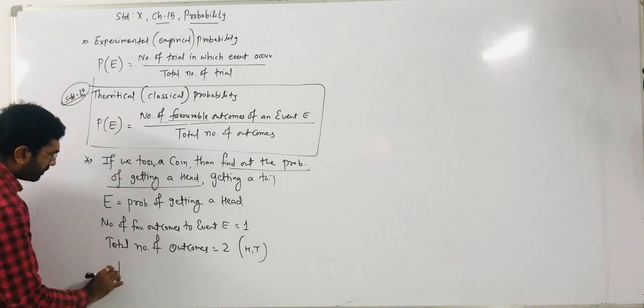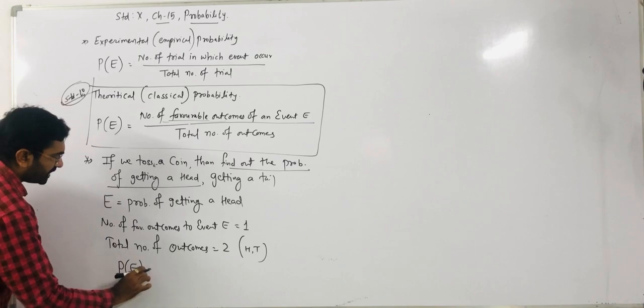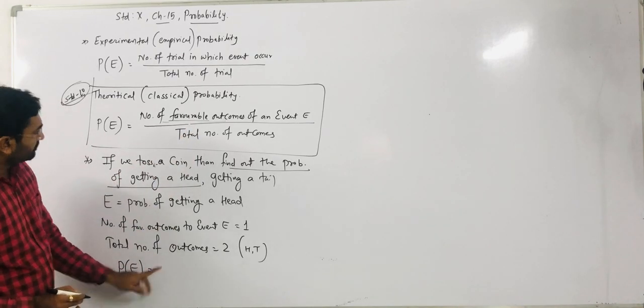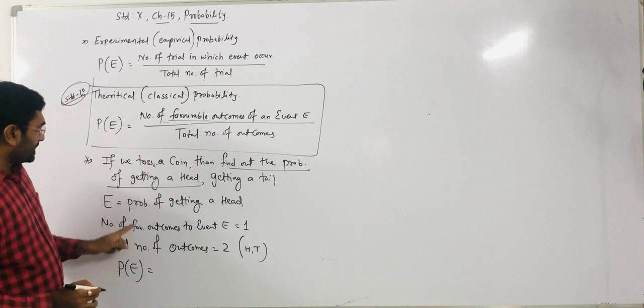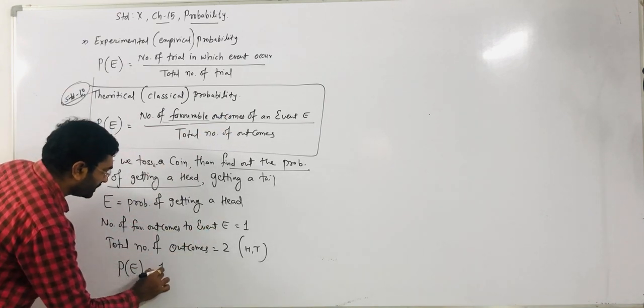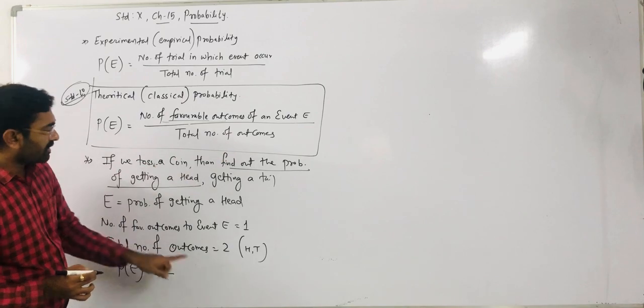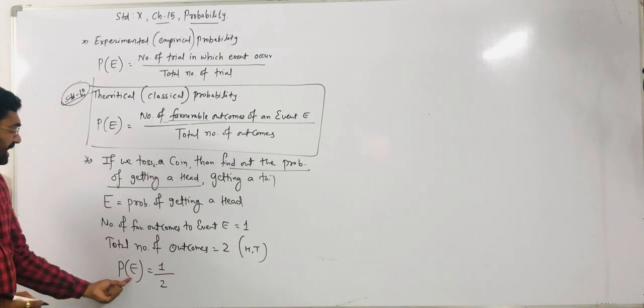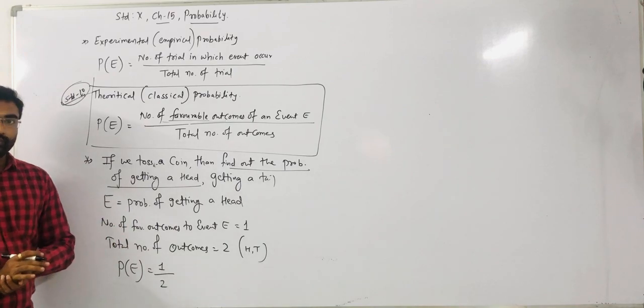So that event's probability, P of E, is represented by the number of favorable outcomes, which is 1, divided by the total number of outcomes, which is 2. So it means getting a head's probability is 1 by 2.